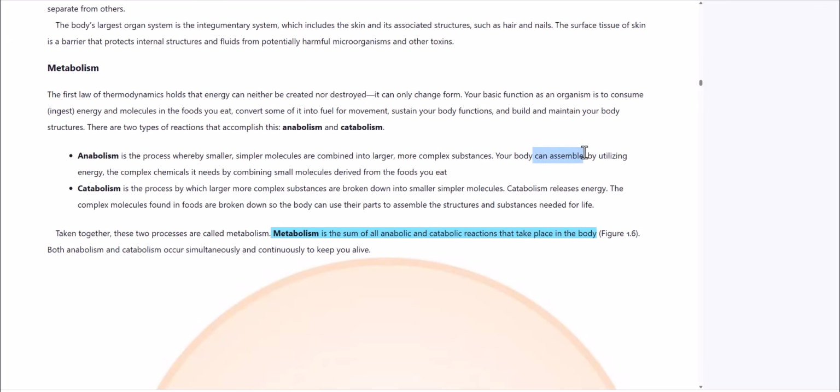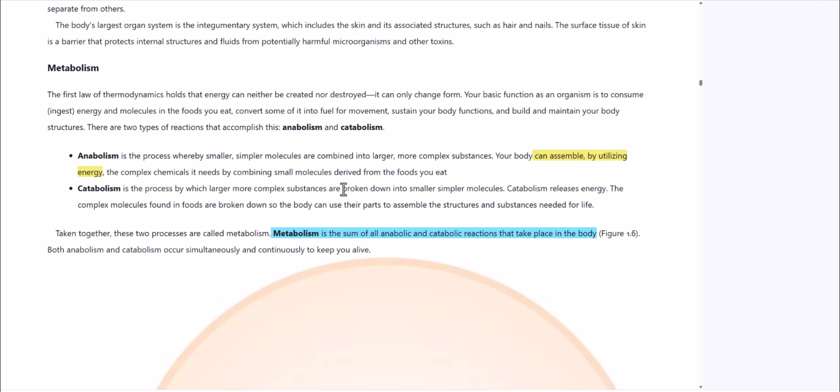And whenever we assemble molecules, we must use energy. And the energy that we use is what we eat. So we eat food, our body uses that energy to build up larger molecules from the simpler pieces, and that is anabolism. Now, catabolism is a process the opposite. It's where we break things down.